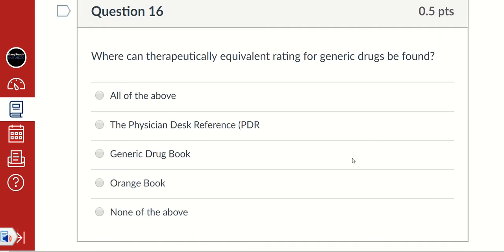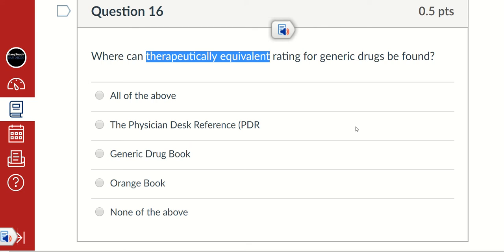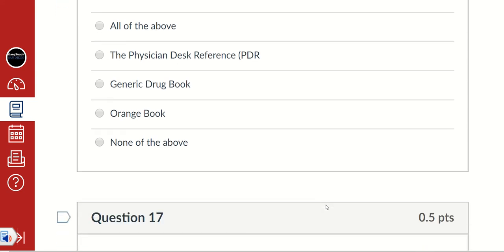16. Where can TE ratings for generic drugs be found? Is that the Orange Book? Is it? I don't know. Are you asking me? Yes, I am. Do you guys remember? Yeah, I think it was the Orange Book. It's the Orange Book, right? The only one is the Orange Book. So if it's the Red Book, skip it. If it's the Orange, take that.